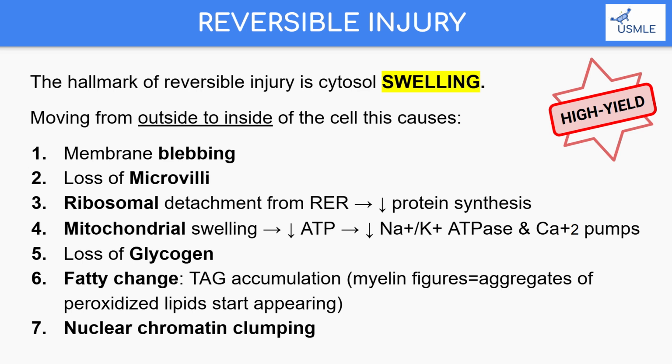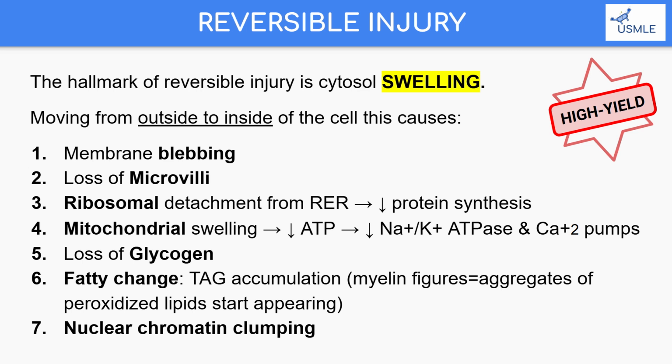At the same time, mitochondria swell, and this mitochondrial swelling results in a decrease in the ATP production. This is a crucial step, as less ATP means that energy-dependent pumps like the sodium-potassium ATPase and calcium pumps fail to work properly. As a result, sodium builds up inside the cell and calcium overload occurs, which exacerbates the damage. The lack of energy also leads to the loss of glycogen, the primary energy reserve within the cell.